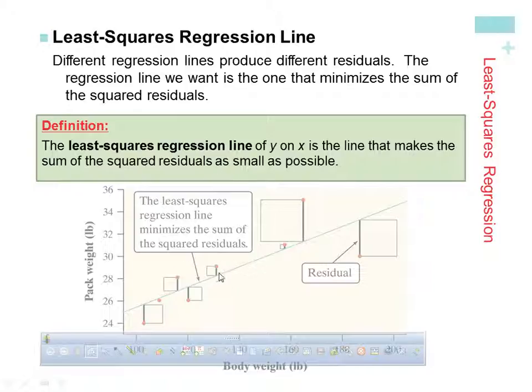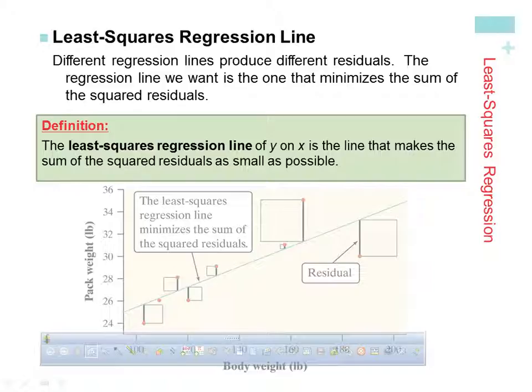So if I take the difference between this point and this point, and square it, and then I take the difference from there to there and square it, and minimize the sum of those squared residuals, the differences between these points and that line squared, that's more or less how I calculate where the least squares regression line goes. You don't have to do that by hand.